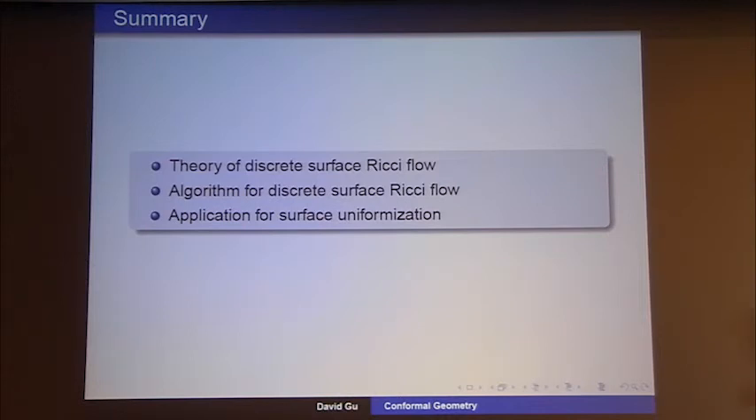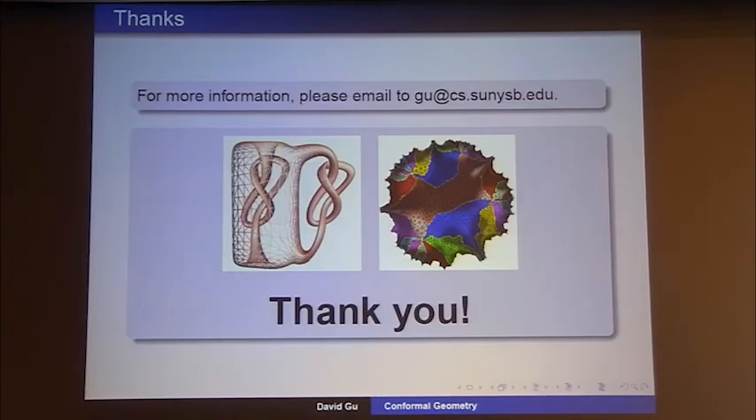In summary, in this lecture, we showed the theory for discrete surface Ricci flow. Then we gave you the computational method for discrete Ricci flow, and the application of using this method to compute surface uniformization. Okay, thank you.